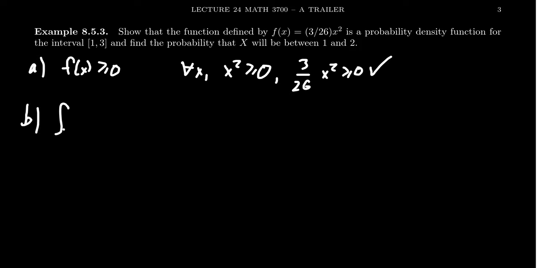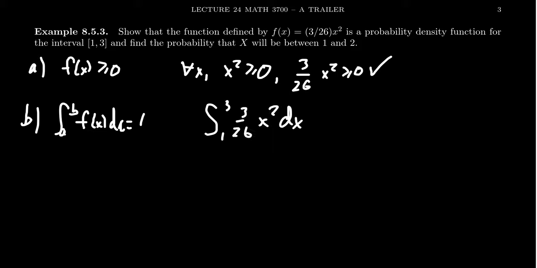The next thing we want to show is that the area under the entire curve is equal to 1. So if we apply that to this function, we go from 1 to 3 of 3 over 26 x squared dx. Well, as this is an integral, I can take out the 3 over 26. I find an antiderivative for x squared, which is going to be x cubed over 3 as we go from 1 to 3. The 3 on top cancels with the 3 on bottom.